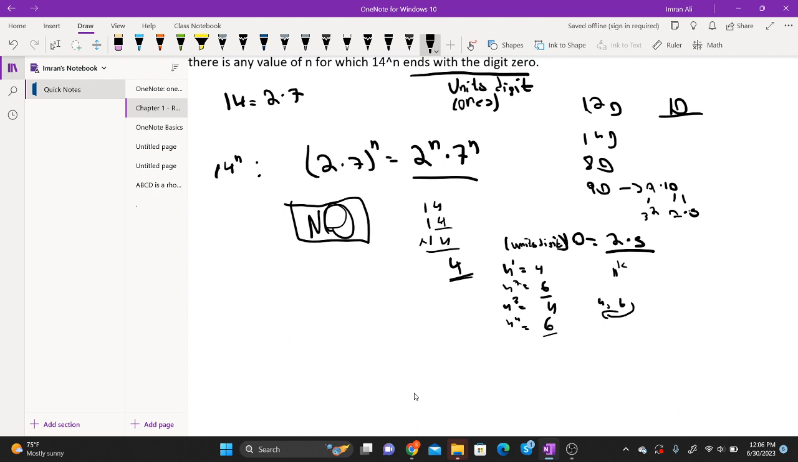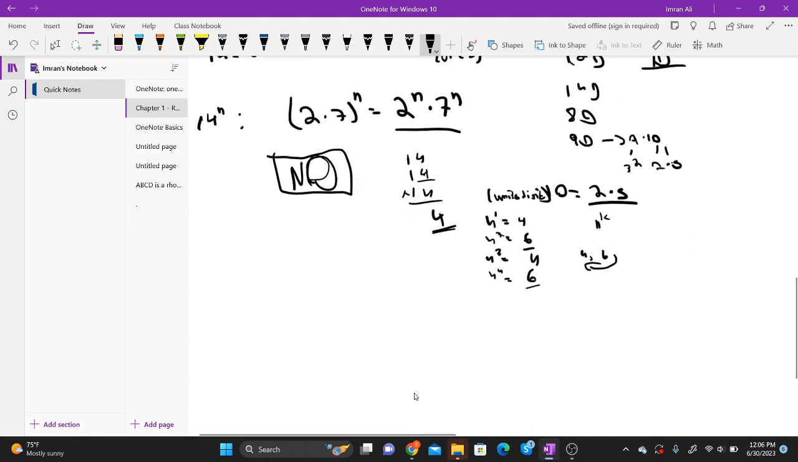So, if the only possible units digits for 14 to the n are 4 and 6, then it can't end with the digit 0, and the answer is no. So that's another way of figuring that out.